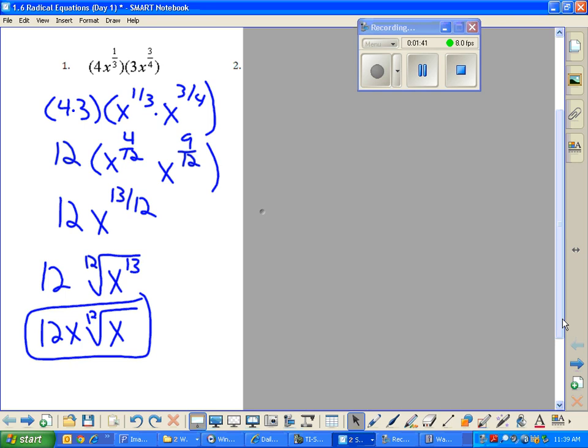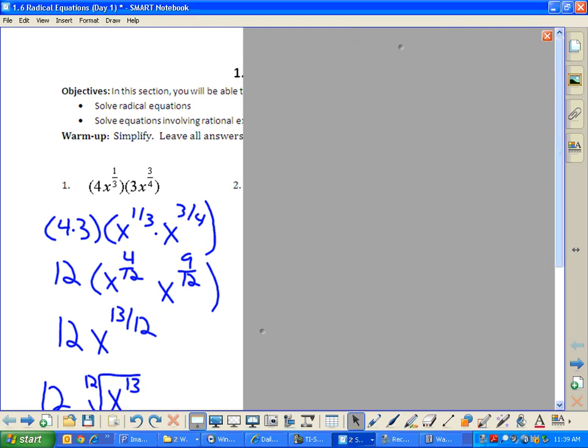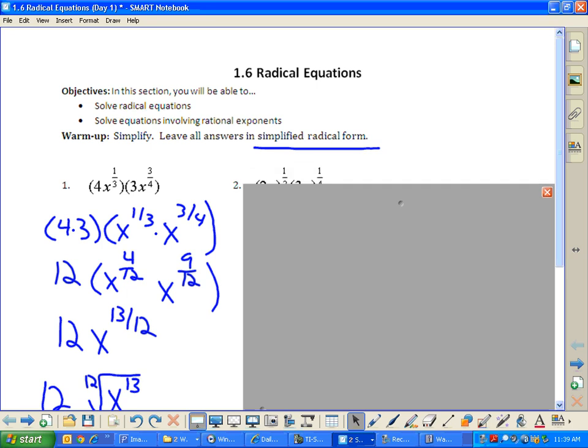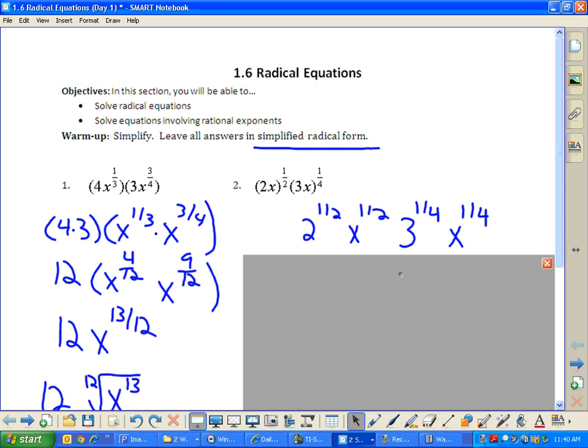Okay. The second one was a little bit different because you had to apply sort of, I call it that distributive property for exponents, even though it is not really a distributive property. So that's what I did. I pushed in the exponent for 1/2. So I got 2 to the 1/2, x to the 1/2. And then I pushed in the exponent for 1/4 there. So I have 3 to the 1/4, x to the 1/4. And then I did my rearranging.